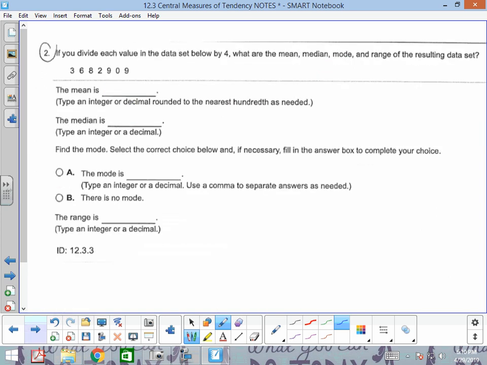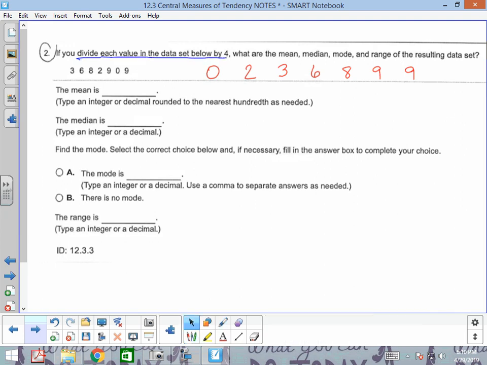All right, number 2. Again, I'm going to put these numbers in order from smallest to biggest, but notice this time it says you're going to divide each value by 4. So I'm going to divide each value by 4, and I'm just going to leave them like they are. 0 over 4, 2 over 4, 3 over 4, 6 over 4, 8 over 4, 9 over 4, 9 over 4. All right, so I'm going to use my ABC button, and I'm going to add those together. So when I add all those together, I get 37 over 4.